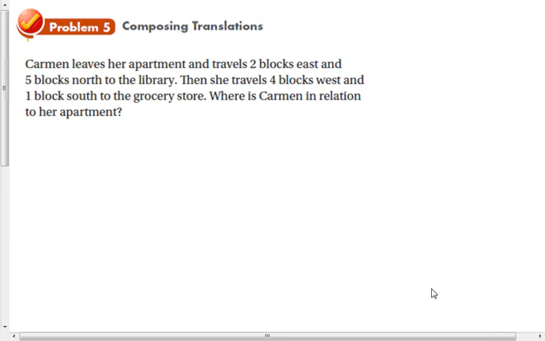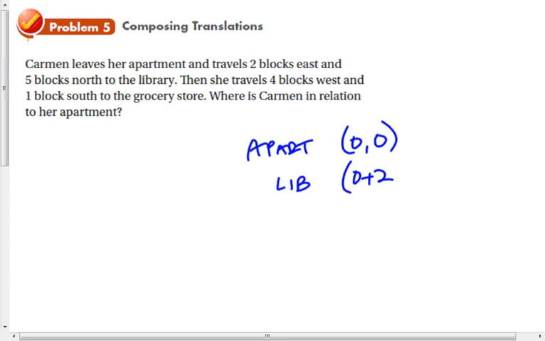She travels 4 blocks west and 1 block south to the grocery store. Where is Carmen in relation to her apartment? So let's just let her apartment be 0, 0. And then if we go to the library, it says we go 2 blocks east. Well, east is to the right on a coordinate grid, so we'll go 0 plus 2. So this is the library. And then it says she goes 5 blocks north, so that would be up 5, which would be a plus on the y coordinate. So we end up there at 2, 5.